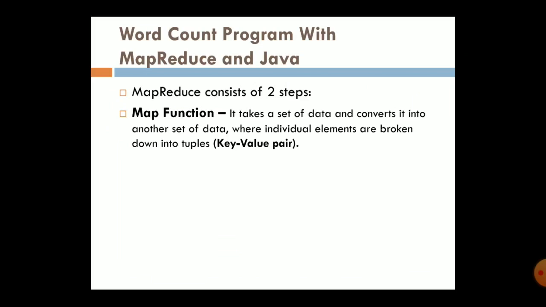So MapReduce consists of two steps. One is the map function, which generally takes a set of data and converts it into another set of data. That is the map function, where individual elements are broken down into tuples. What are those tuples basically? It is a key value pair. We have seen how to use the hash functions. So it is mapping from a set of data which has to be converted into another set of data, a key value pair. This is the one job of the map function.